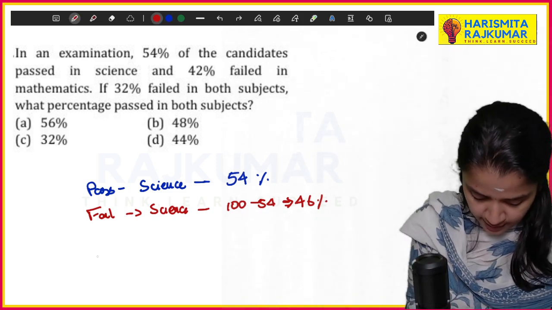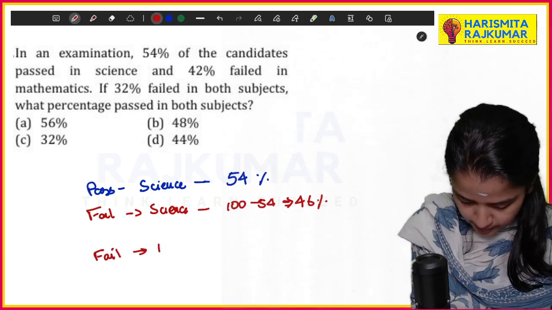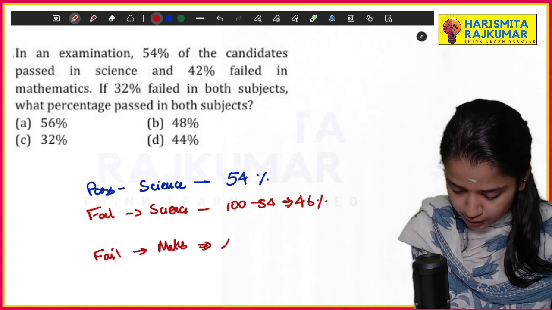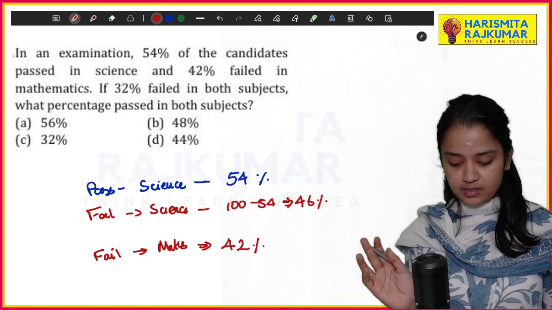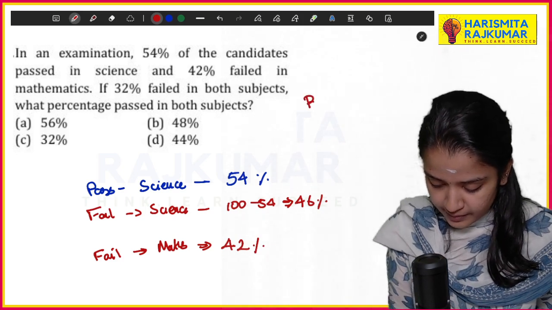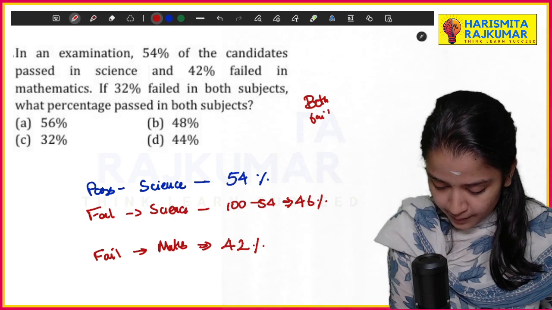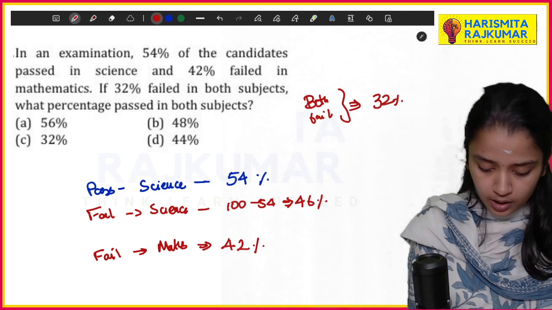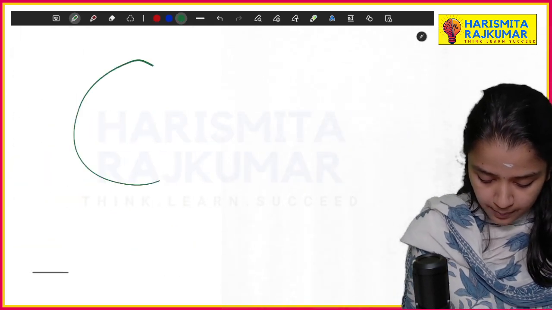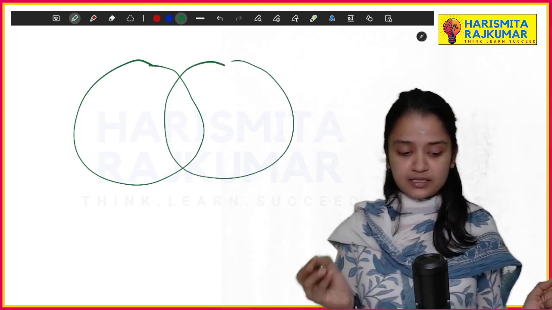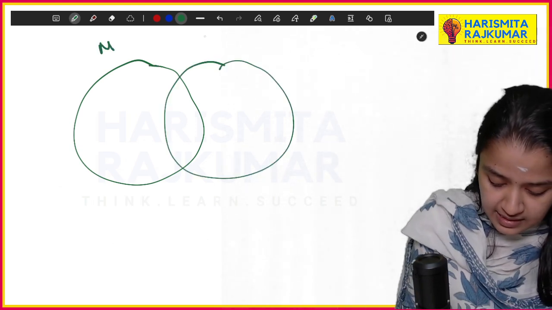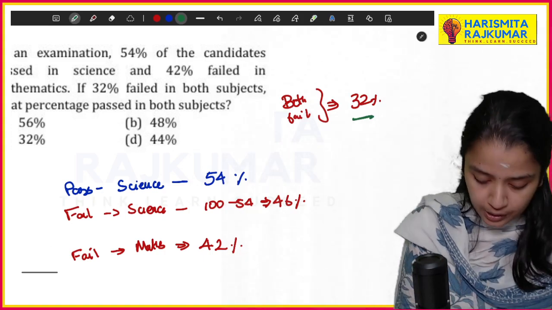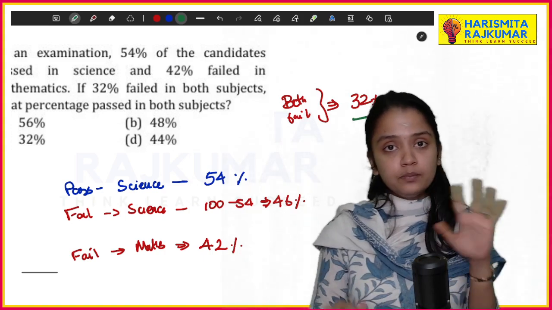So now let's write: fail in mathematics is nothing but 42% fail in maths. Then both fail. Let me write here both fail. Both fail means both subjects fail is 32%. So let me draw a Venn diagram. This represents the fail percentage. This is maths, this is science. Together, the intersection which we are having is 32. So 32% failed in both.